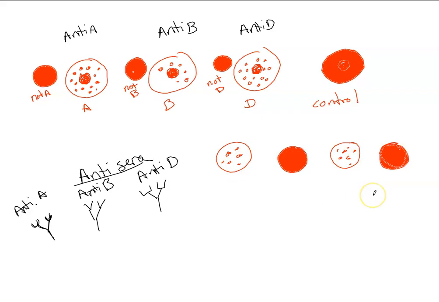What blood type is this? This agglutinated and this agglutinated. When you put the anti-A anti-sera onto it, it did agglutinate. When you put the anti-B anti-sera onto it, it did not agglutinate. When you put the anti-D anti-sera onto it, it did agglutinate. That means this person has the A-type antigen and they have the D-type antigen. This person is A positive.